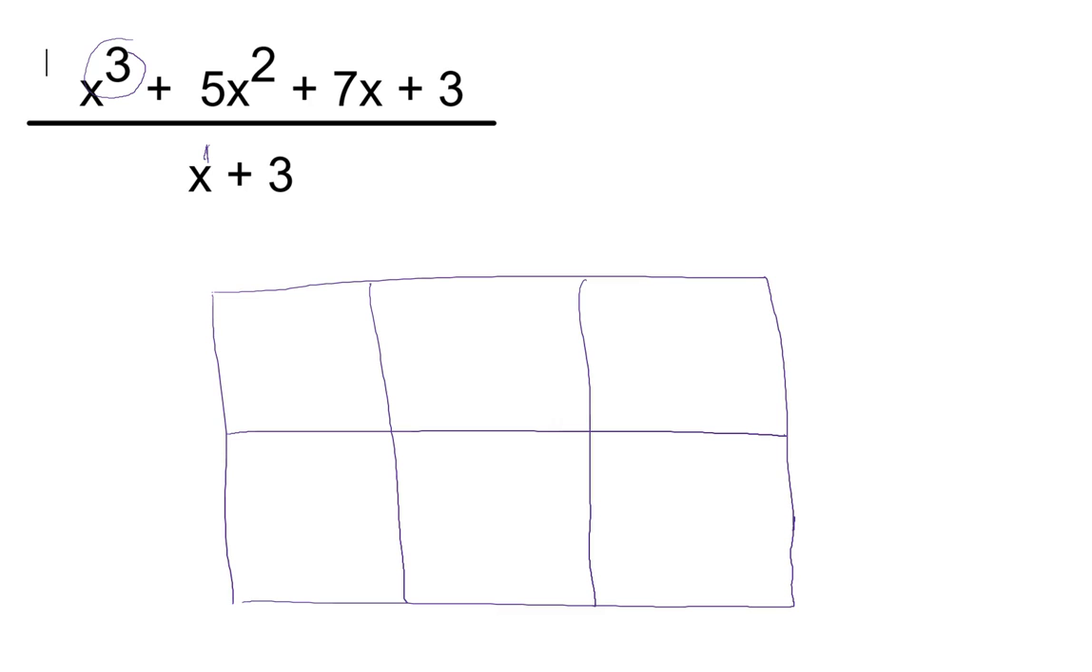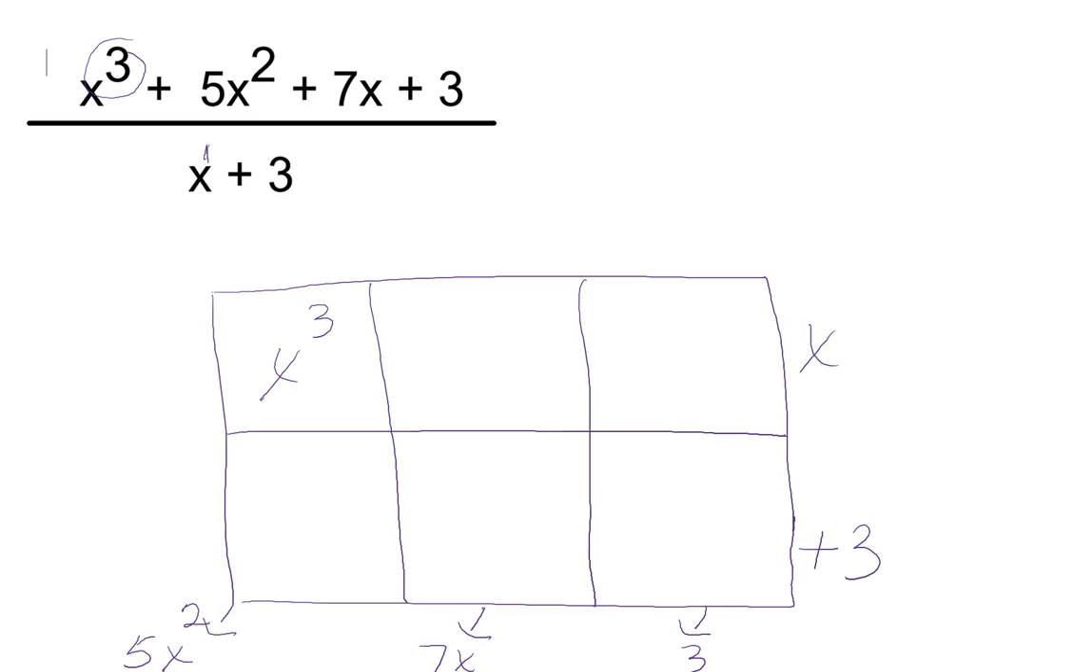I will take the dividend, which is x cubed, 5x squared, 7x, and 3, and put it along the outside of the boxes. And the divisor, which is x plus 3, on the right side. I'm going to try to figure out what goes in the rest of the boxes.